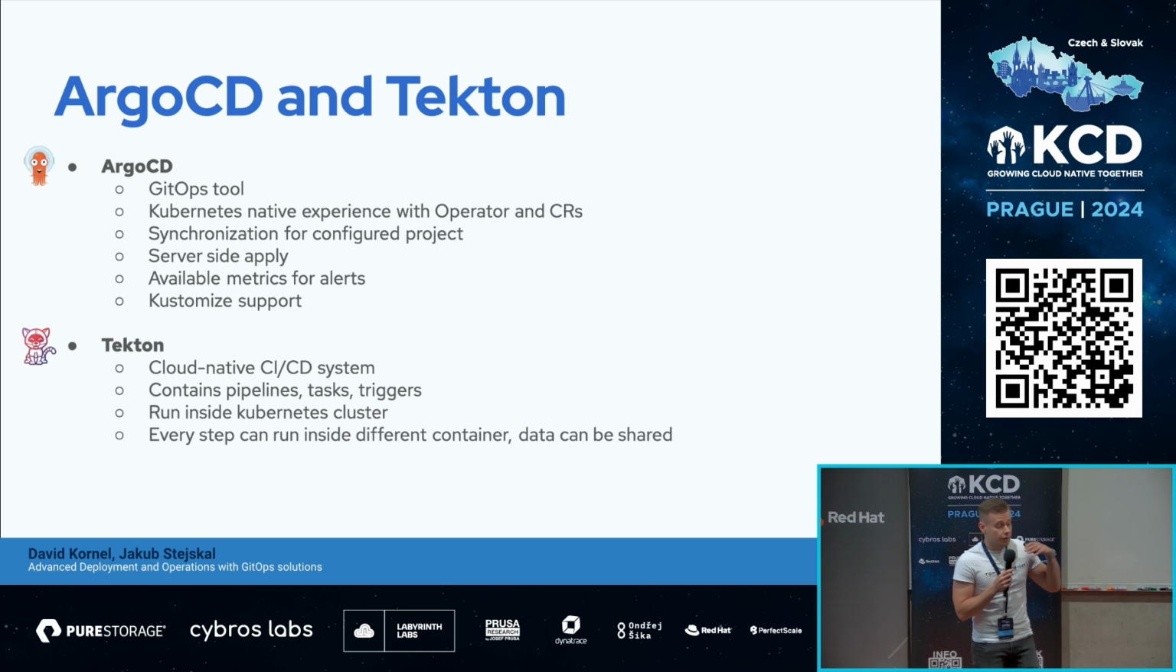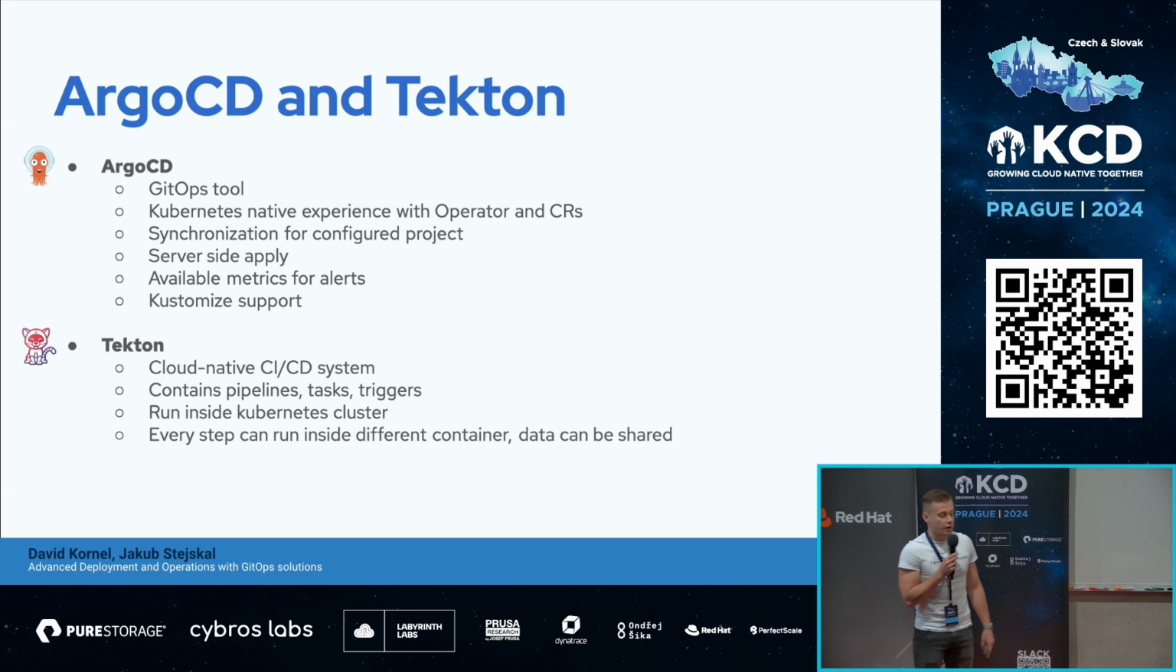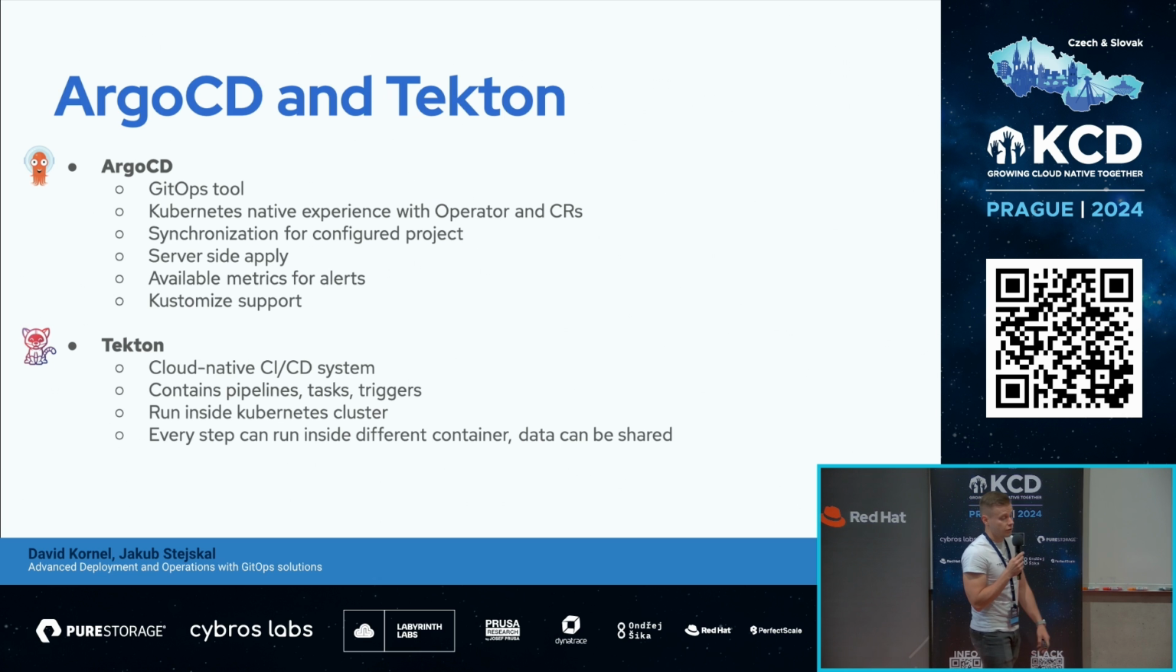For running pipelines, we use Tekton. Tekton is a cloud-native CI/CD system. All the pipelines, tasks, and steps are declared as custom resources. So it's easily readable. It's written as a YAML manifest. You can reuse the tasks between pipelines and so on. And also it runs inside a Kubernetes cluster as a pod.